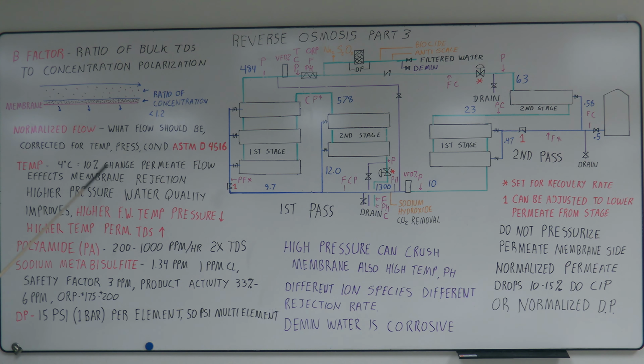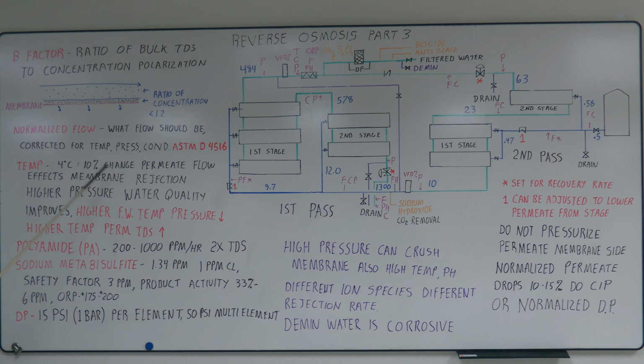Differential pressure on these is critical. You can only have 15 pounds per square inch or 1 bar pressure per element, or they recommend 50 psi for multi-elements. If you get higher pressure, you'll collapse the elements, you'll crush them, do a tremendous amount of damage. That's why you can't water hammer reverse osmosis units. You have to start them slowly. High DP can do a lot of damage.